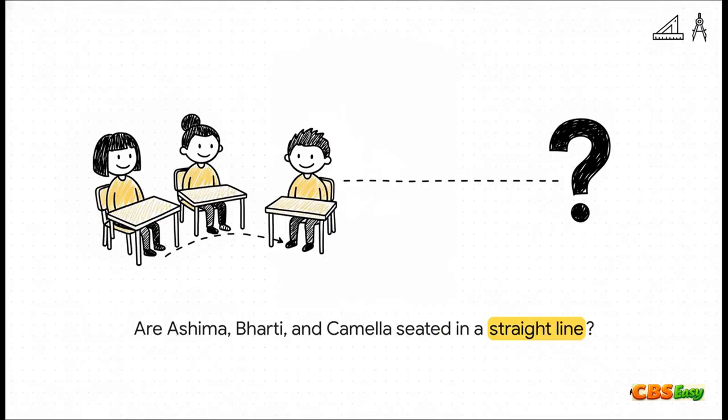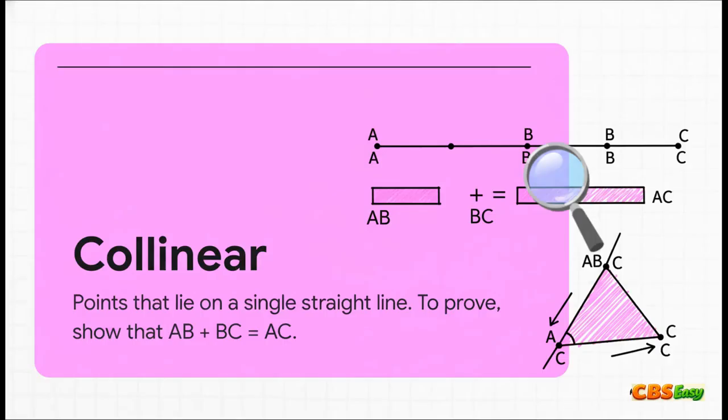So imagine 3 friends sitting in a classroom. Just by looking at them, you might think, yeah, they look like they're in a line. But in math, looks like isn't good enough. We need proof. So how can the distance formula tell us for sure if they are perfectly lined up? The word for points that lie on the same straight line is collinear. And the test for this is just beautiful.